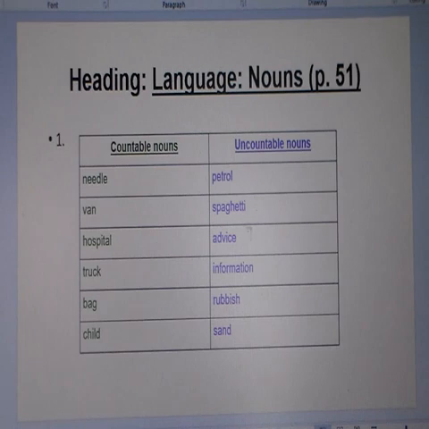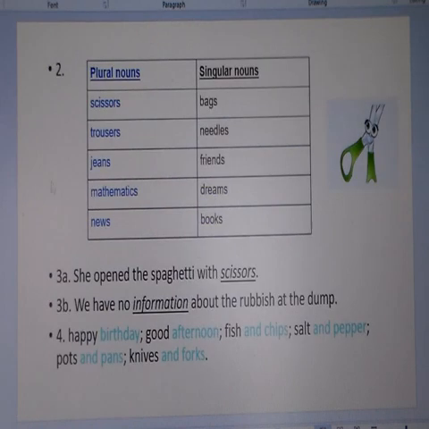Spaghetti. Advice, I receive advice from lots of people. You don't say, I receive advices from more than 1 person. Information the same, rubbish the same, and sand the same. So those are your countable, that is the difference between your countable and uncountable nouns. That's question 1.